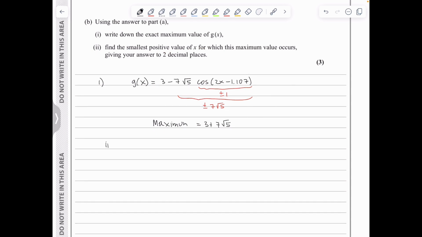So in part II, where we need to find the smallest positive value of x where this maximum value occurs, we simply need to solve cos(2x minus 1.107) is equal to negative 1. So 2x minus 1.107 is shift cos of negative 1, so we get 2x minus 1.107 is equal to pi, and therefore 2x is pi plus 1.107. I will divide everything by 2, so we've got (pi plus 1.107) over 2, and this gives an answer of x which is equal to 2.12.